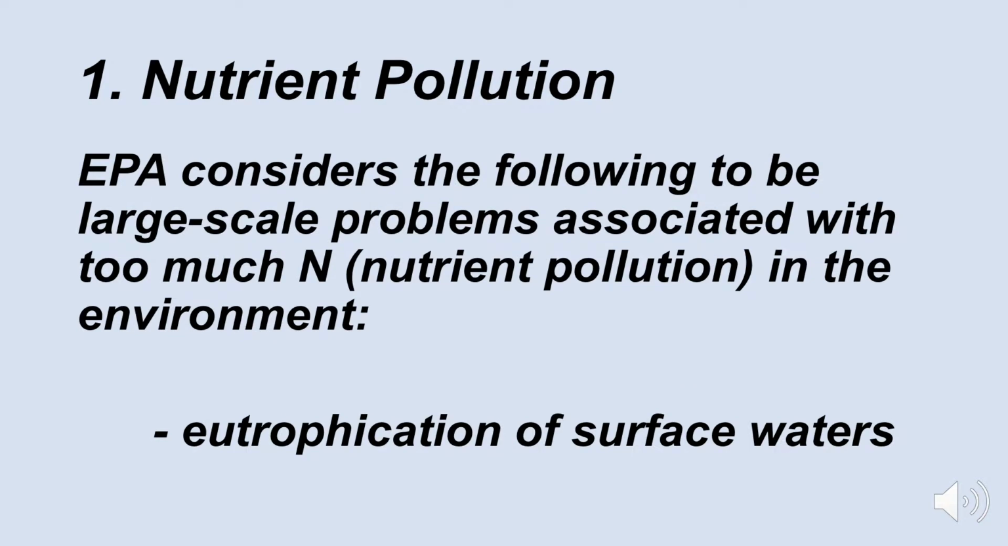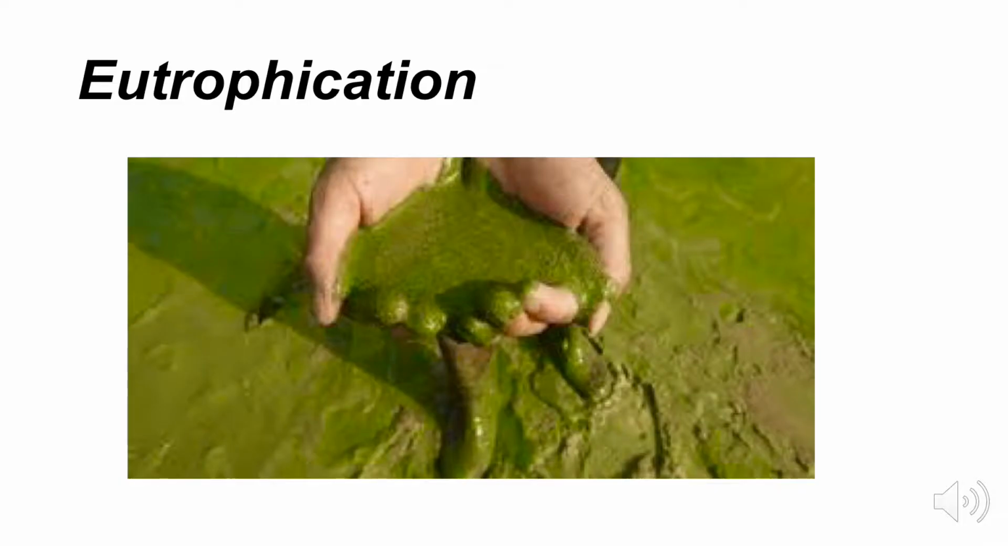The Environmental Protection Agency considers the following to be large-scale problems associated with too much nitrogen in the environment. We call it nutrient pollution. One of the major problems is eutrophication of surface waters. Again, we will talk about eutrophication of rivers a little bit later in this unit. You put your hands in the water and you've got so much algae on top, you're just scooping this algae up.